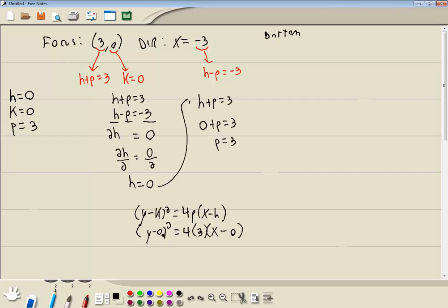Do a little bit of simplifying. y minus 0 is y, so we got y squared equals 4 times 3 is 12, and x minus 0 is just x, so that's 12x. So our answer is y squared equals 12x.